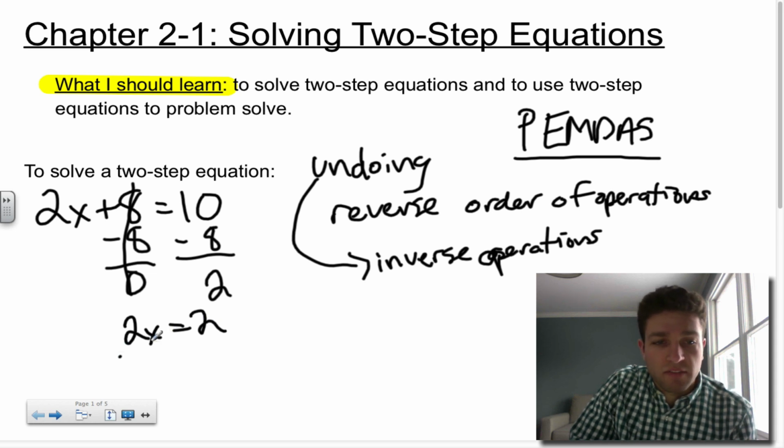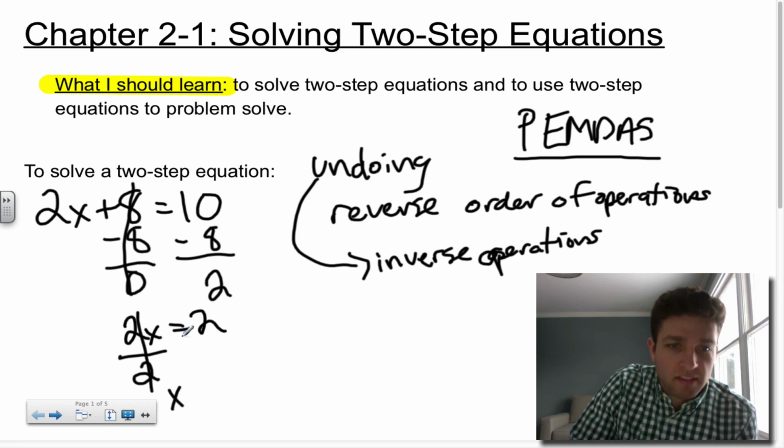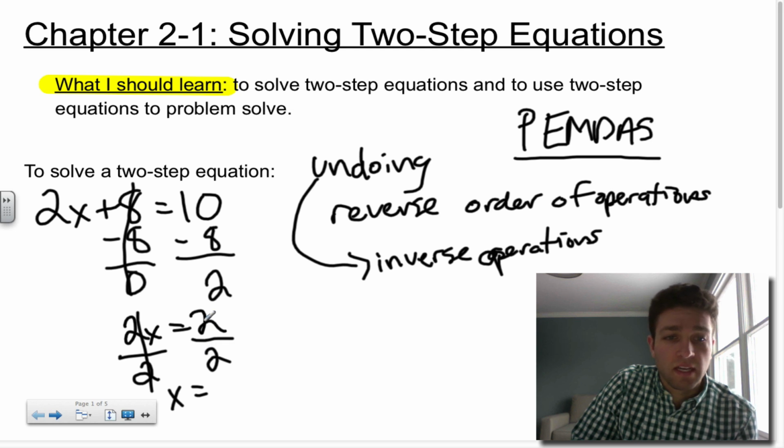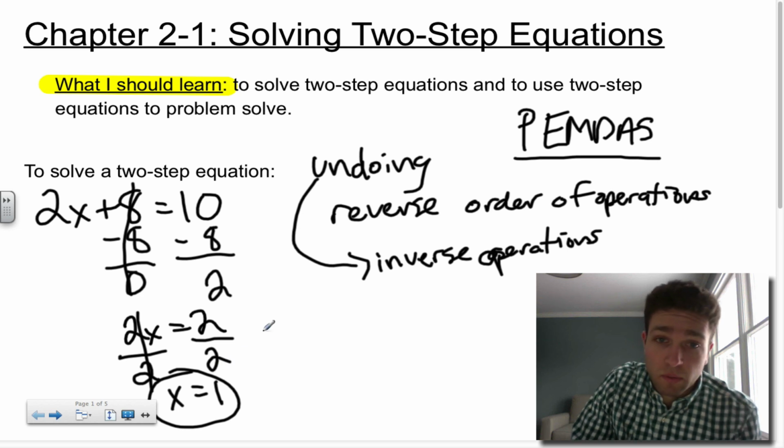To finish this off, how do I undo multiplication? I do its inverse operation, which is division. So 2 divided by itself is 1, which essentially eliminates this. It leaves x on this side, and then what am I left with over here? Well, 2 divided by 2, because whatever I do here, I do here. 2 divided by 2 is 1. That leaves me with x equals 1. If you need to see that again, rewind the video.